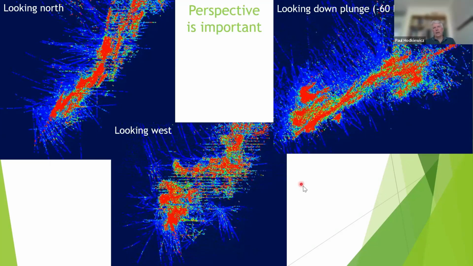So again, it's a really good example of looking at tens of thousands, hundreds of thousands of drill hole samples with the right colors and really understanding what's controlling the continuity of gold mineralization in this case. I'll have a few other examples later on in the presentation.